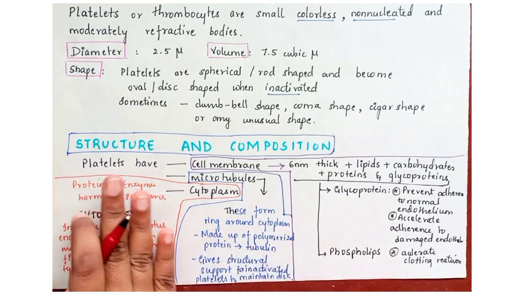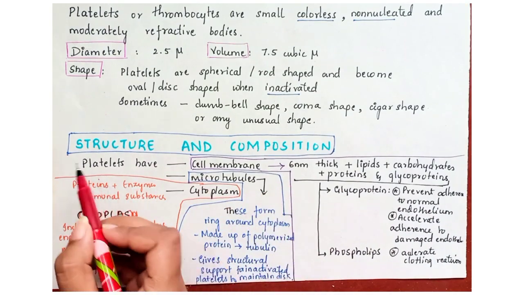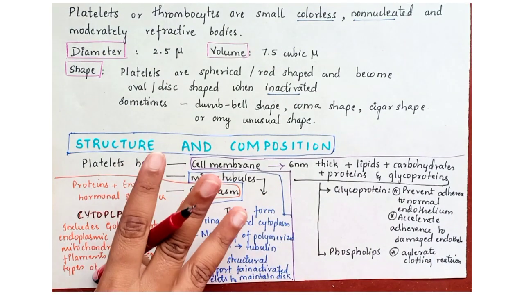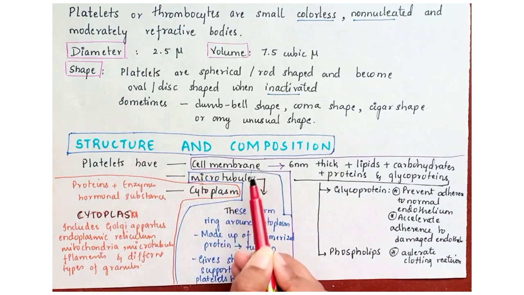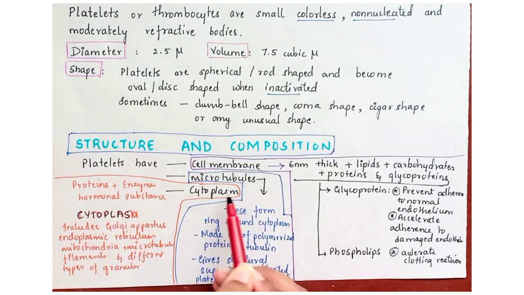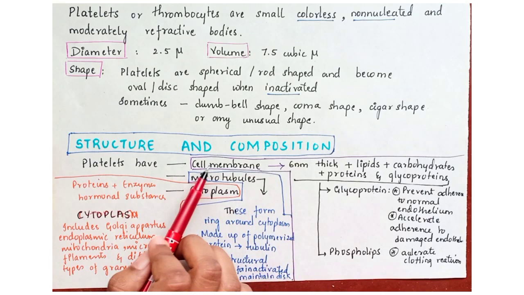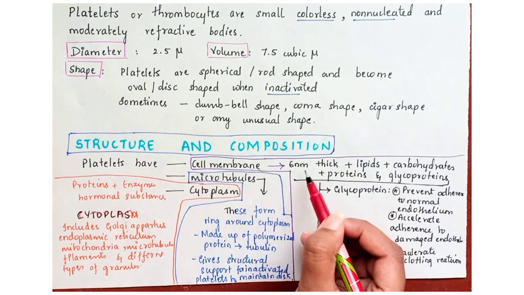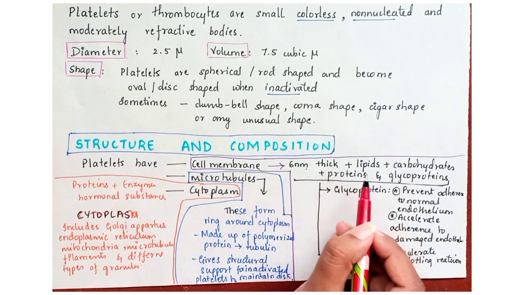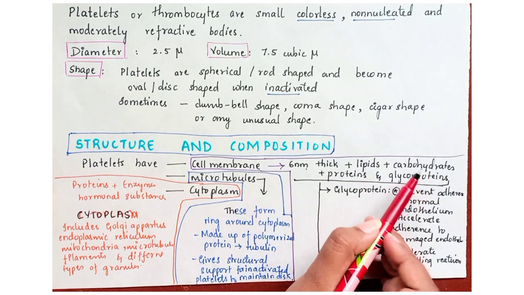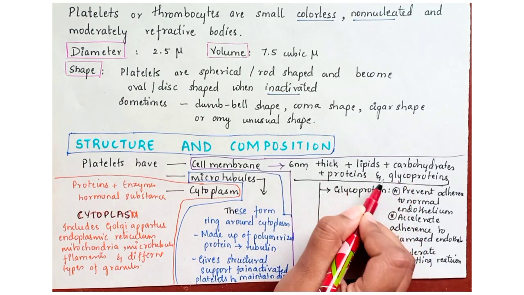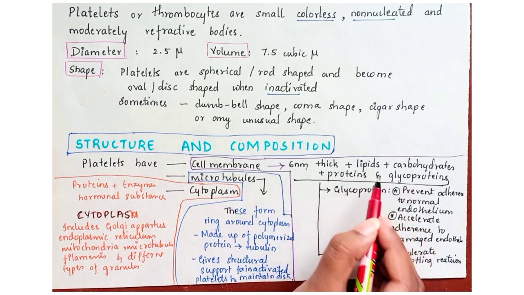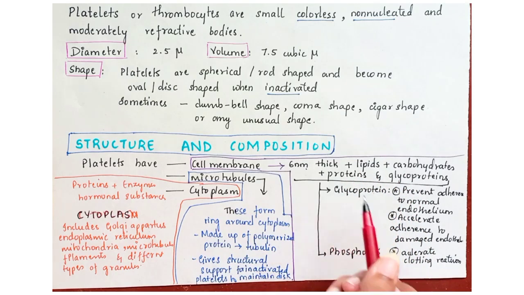Let's understand the structure and composition. So platelets have three structures, that is cell membrane, microtubules and cytoplasm. First, the cell membrane. Cell membrane is 6 nanometer thick. It has lipids, carbohydrates, proteins and glycoproteins. Together they make up the cell membrane.